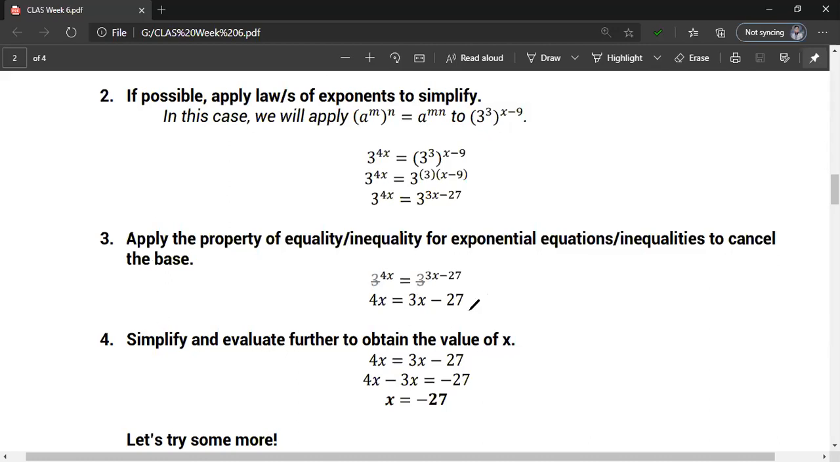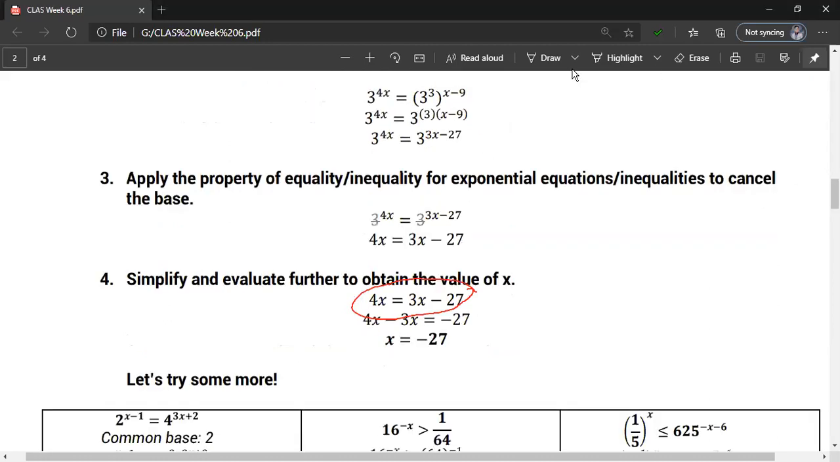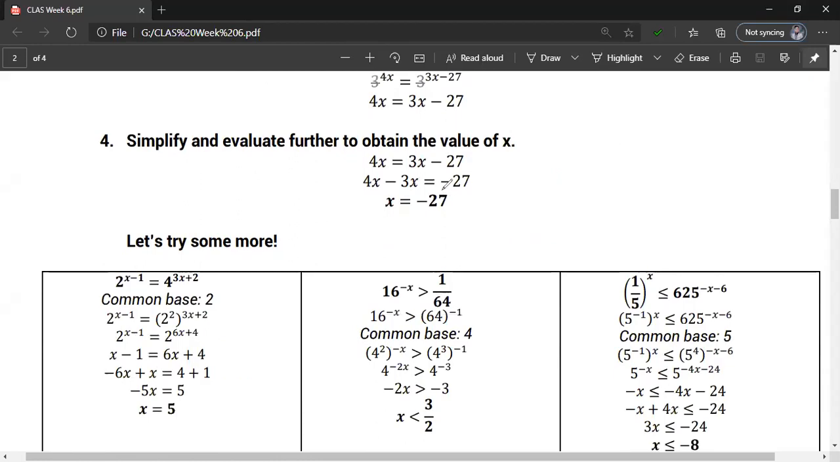Dapat pareho yung base. So now we have 4x equals 3x minus 27. Ngayon, kung ganito na yung form niya, mas madaling nating masolve yung value of x. So simplify and evaluate further for the fourth step to find the value of x. And yun na siya. So we have 4x equals 3x minus 27. And then we have 4x, lipat si 3x, so magiging negative, equals negative 27. And x is equal to negative 27. So that is the correct answer. If we're going to substitute negative 27 to the original equation, equal then equation siya.